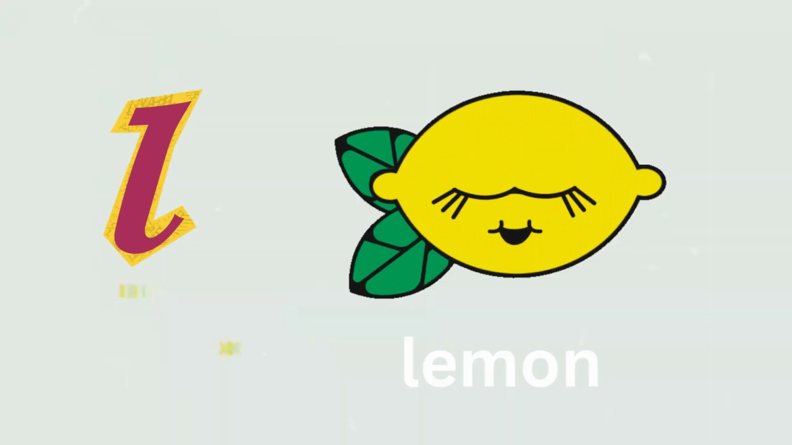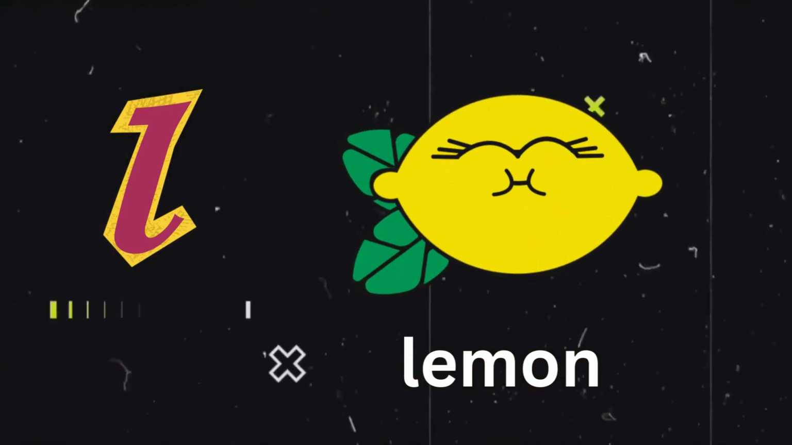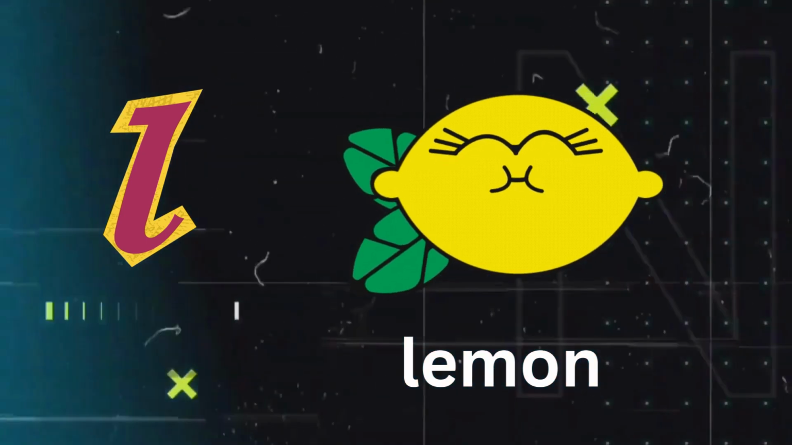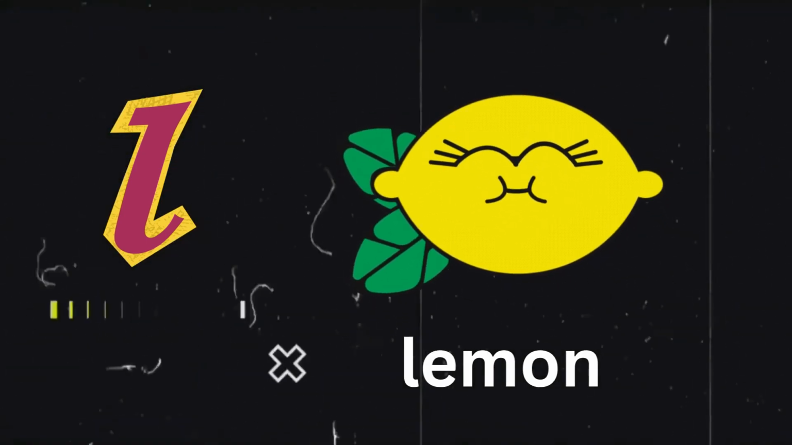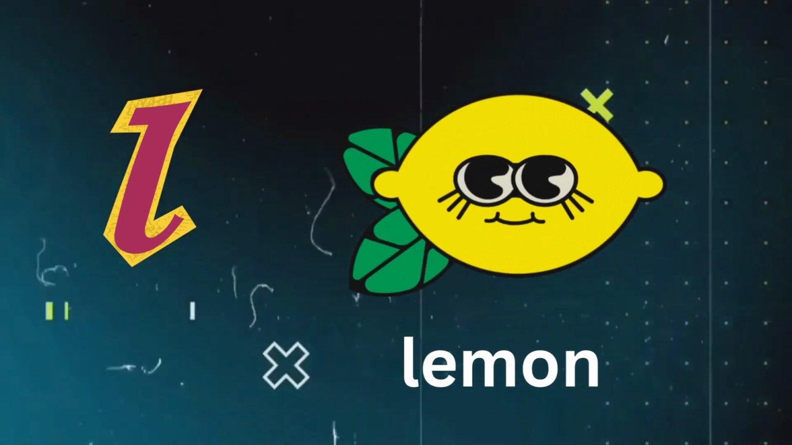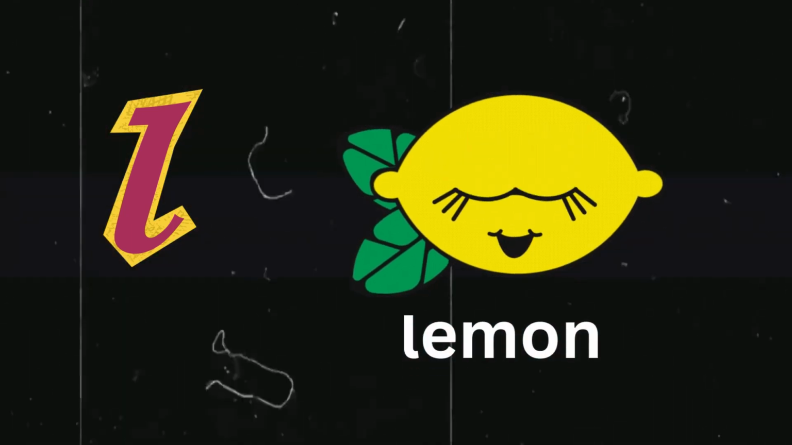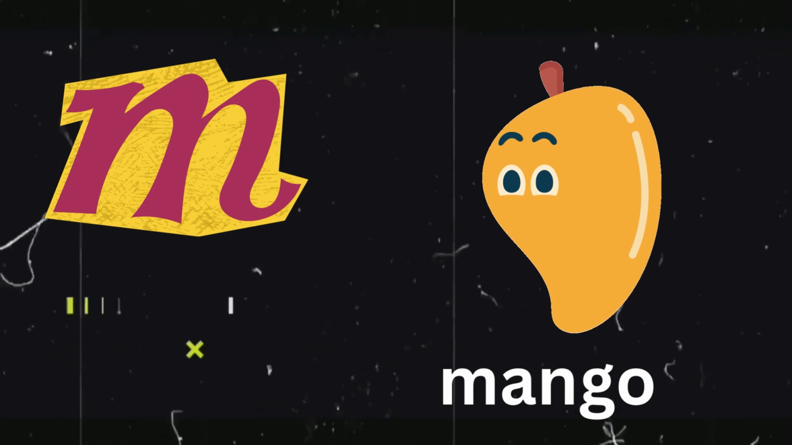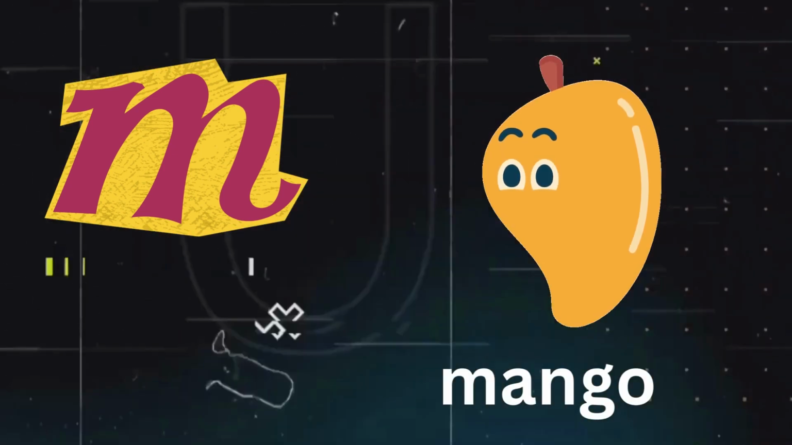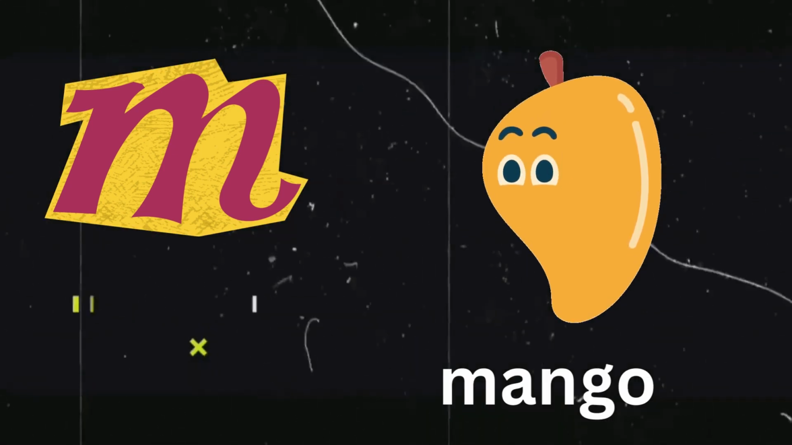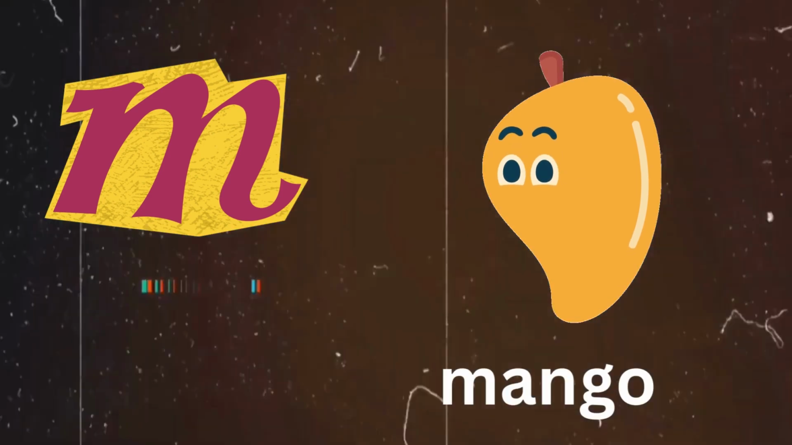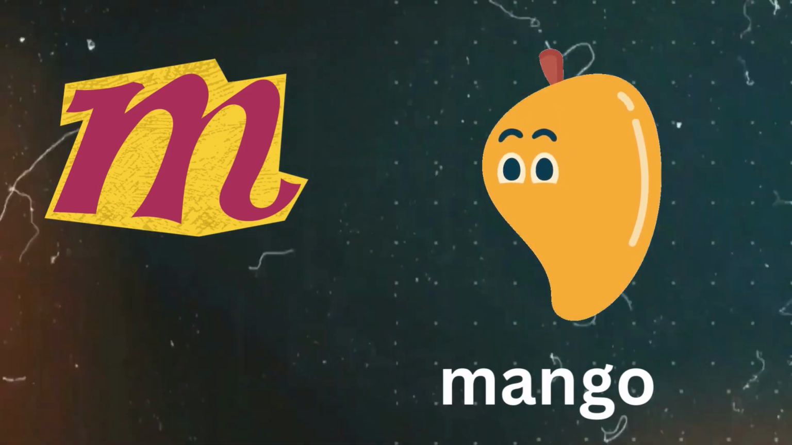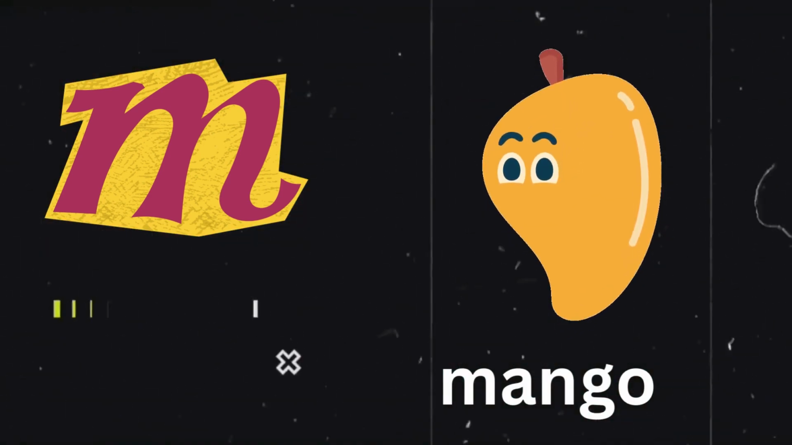L is for lemon. Lemon. L is for lemon. M is for mango. Mango. M is for mango. I like mango.